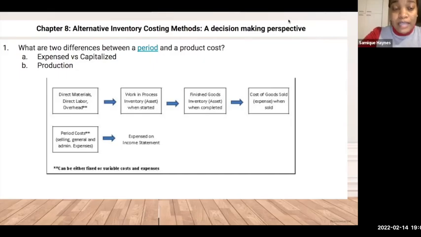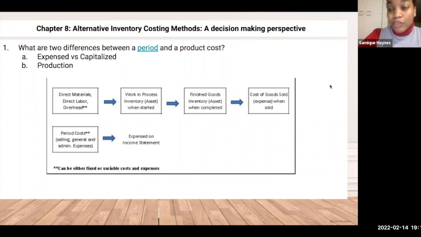Let's start off today's lecture by answering this question. What are the two differences between a period and a product cost? Cancer says product is directly linked to finished product. The product cost is directly linked to the finished product, okay? The finished product cost, okay?